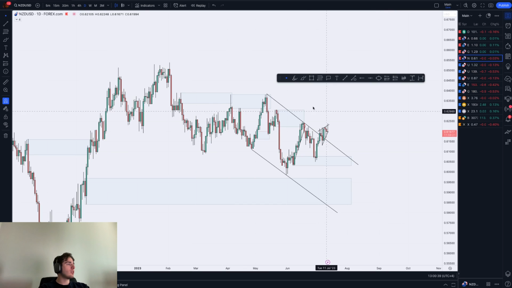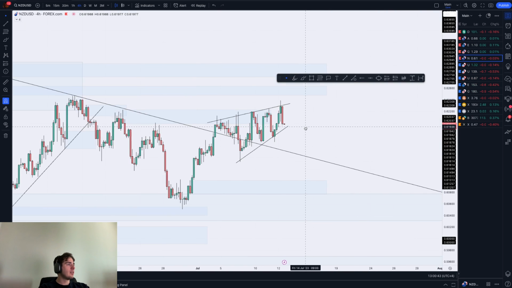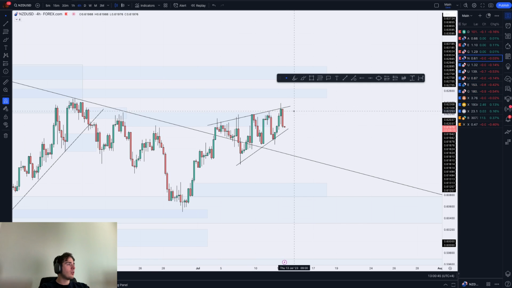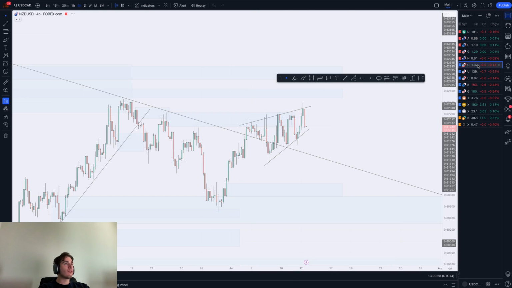Kiwi dollar overall, very messy, as we can see, not that much going on. Yeah, I am not a big fan of the overall price action here. You could say that there's some demand inside here or whatever, but again, just very rangy price action. Nothing for me over there.